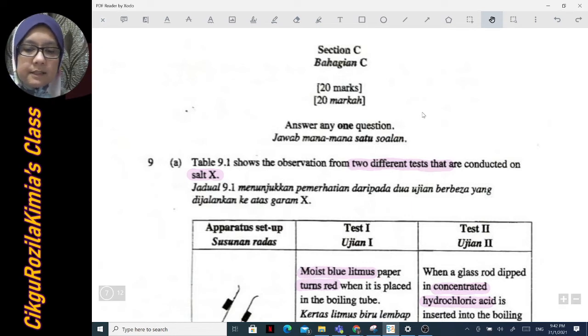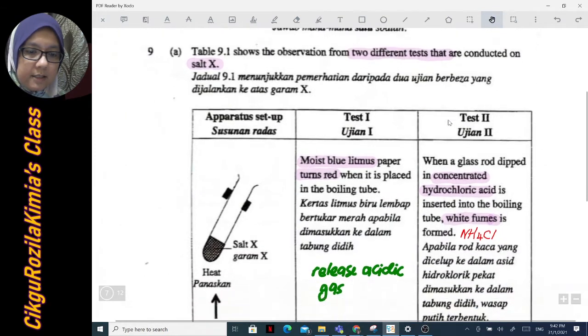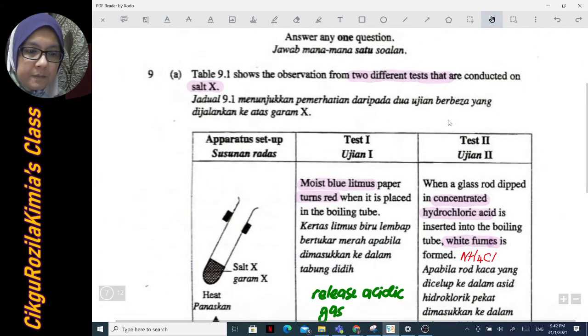Essay yang mana kita tak sempat bincang lagi last week. So, kita akan sama-sama tengok section C for number 9 and number 10. Okay, let's go. Cuba kita tengok number 9 ni, soalannya actually tentang salt.